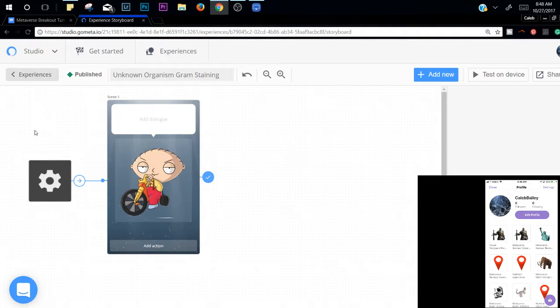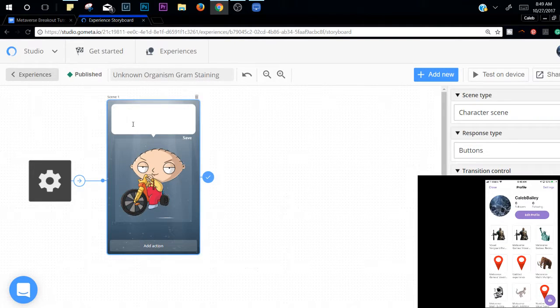This time I'm going to be focusing on something that should help any microbiology students out there with your gram stains and your unknown organisms. In this instance, we're going to be figuring out what constitutes a gram positive or a gram negative organism. So first, here's the setup. Stewie's trying to figure out an organism, but he can't.